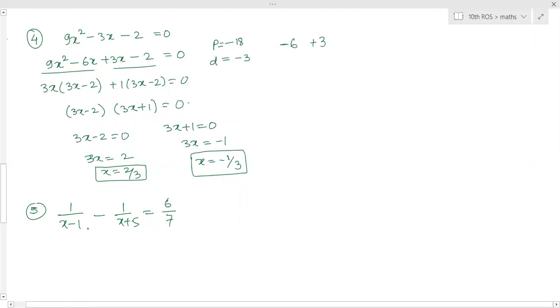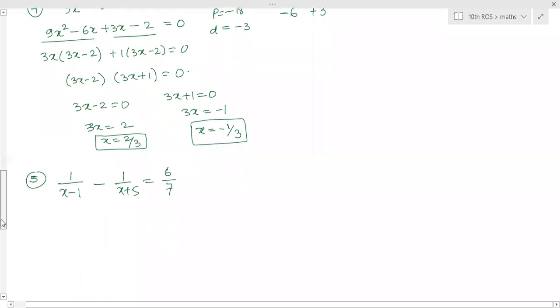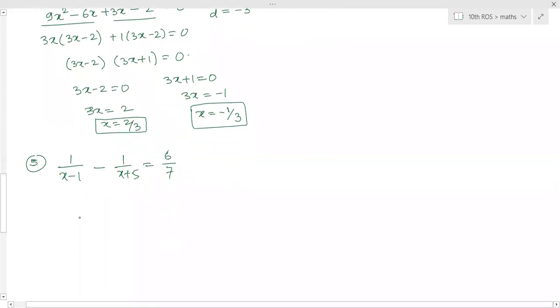The fifth one is 1 by x minus 1 minus 1 by x plus 5 is equal to 6 by 7. Now this is not in the form of ax square plus bx plus c, so we have to convert it by simplifying. For simplification, we will take the LCM of these two. The LCM will remain the product only because there is nothing common between them. So x minus 1 into x plus 5. Then here you have to multiply with x plus 5, so it is x plus 5 minus x minus 1 is equal to 6 by 7. This is clear?